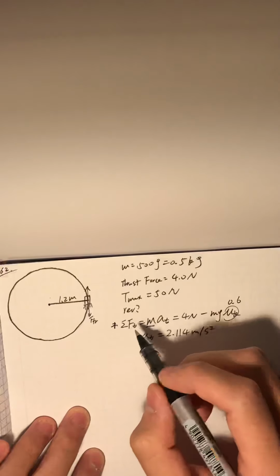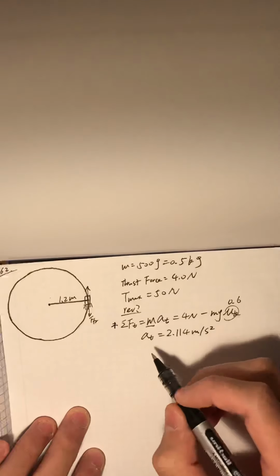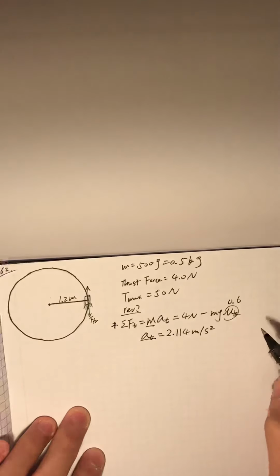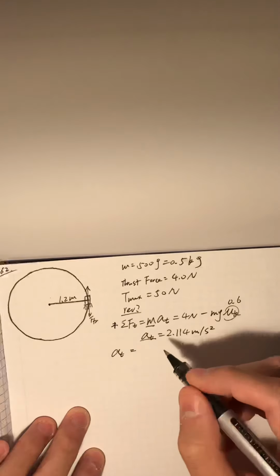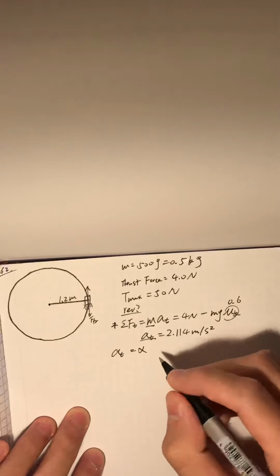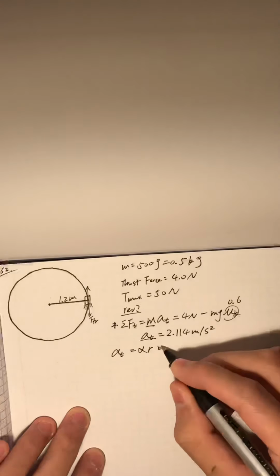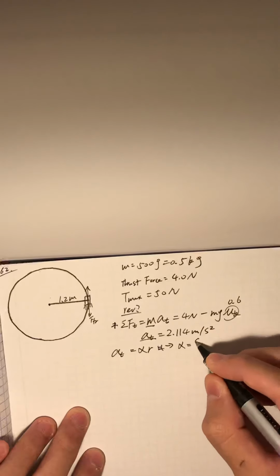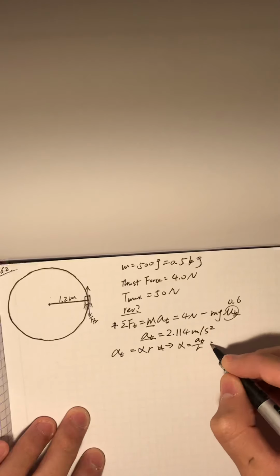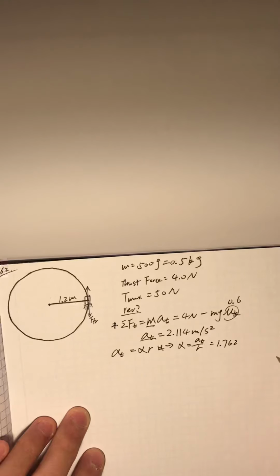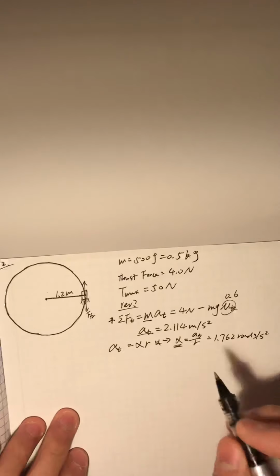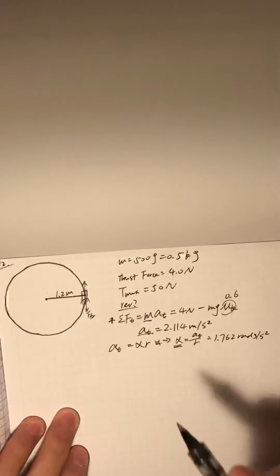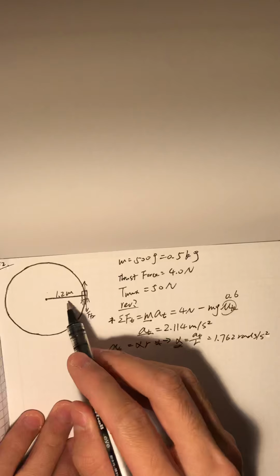Since we want to find the revolutions in the end, it's better to change the tangential acceleration to the angular acceleration, alpha, which equals a_T over R, which equals 1.762. So we find the angular acceleration, and then the tube breaks at 50 newtons.